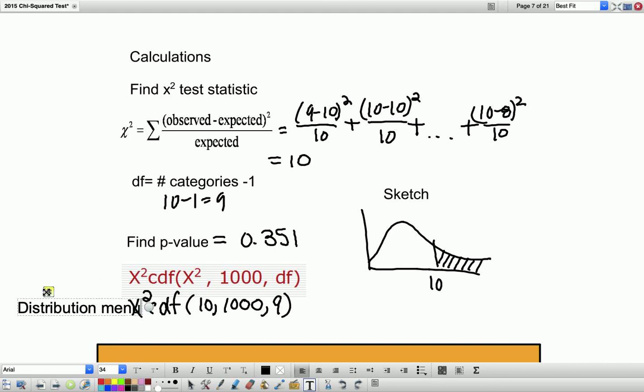And that is in the statistics. So wherever you find the normal CDF and the inverse normal and the t-CDF, there's also a chi-square CDF. It's going to ask you for your lower bound. Well, it's always one-sided. So your lower bound is always going to be your test statistic. And you're always going to put a big number here. You could put 10,000, you could put 100,000, whatever. And then your degrees of freedom in our case is 9. So that's where this p-value is coming from.